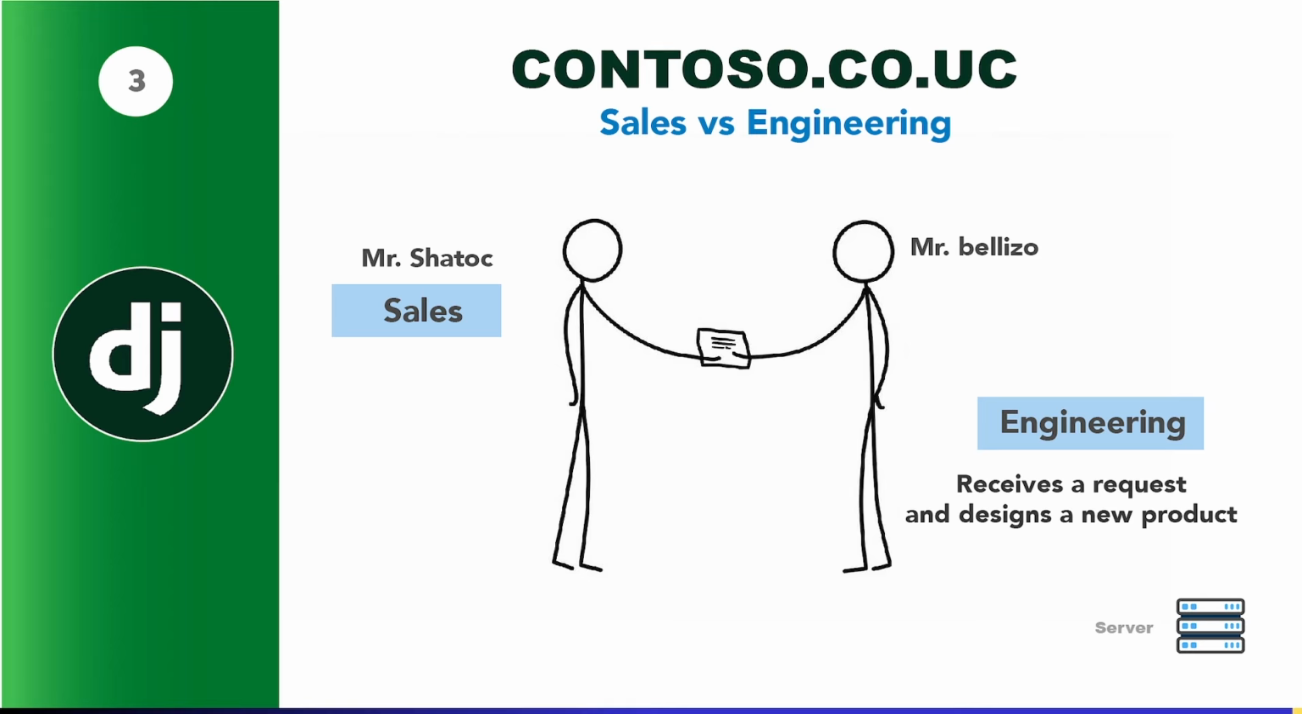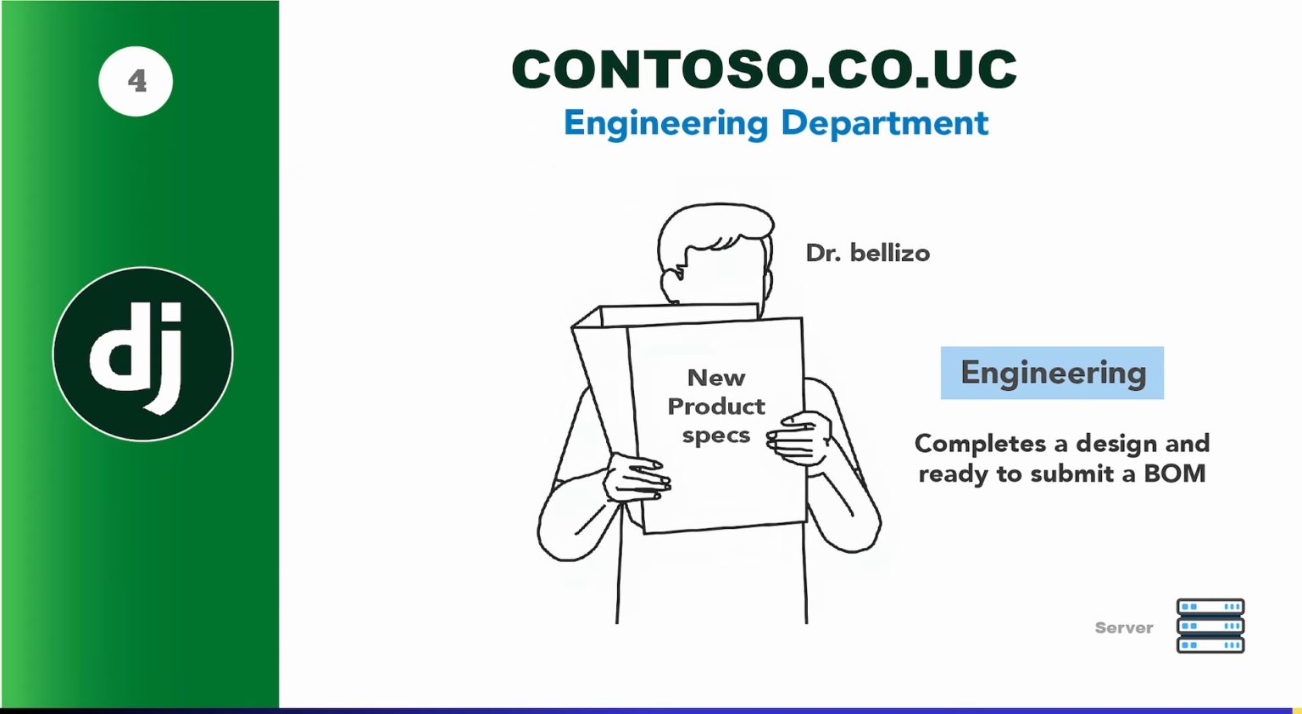Now, Mr. Shatok sends a request, and this may be via a system or using manual data processing, paper. He sends the request from the sales department to the engineering department. Hey, we got a new customer, he needs X car, or he wants a customized Lamborghini. Okay, so now the engineering team receives the request and designs a new product, and this may be one or multiple customers waiting for that product.